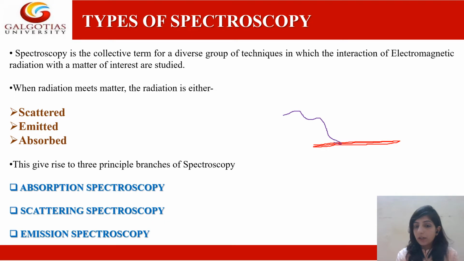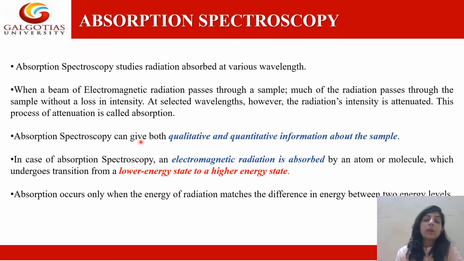Whenever our incoming radiation interacts with the matter, what will happen? There either occurs scattering, emission or absorption of the electromagnetic radiation. So these three principles, that is absorption, emission or scattering by the matter, give rise to our three principal branches of spectroscopy, that is absorption spectroscopy, scattering spectroscopy and emission spectroscopy. Now we'll discuss each one by one. First we will discuss absorption spectroscopy.